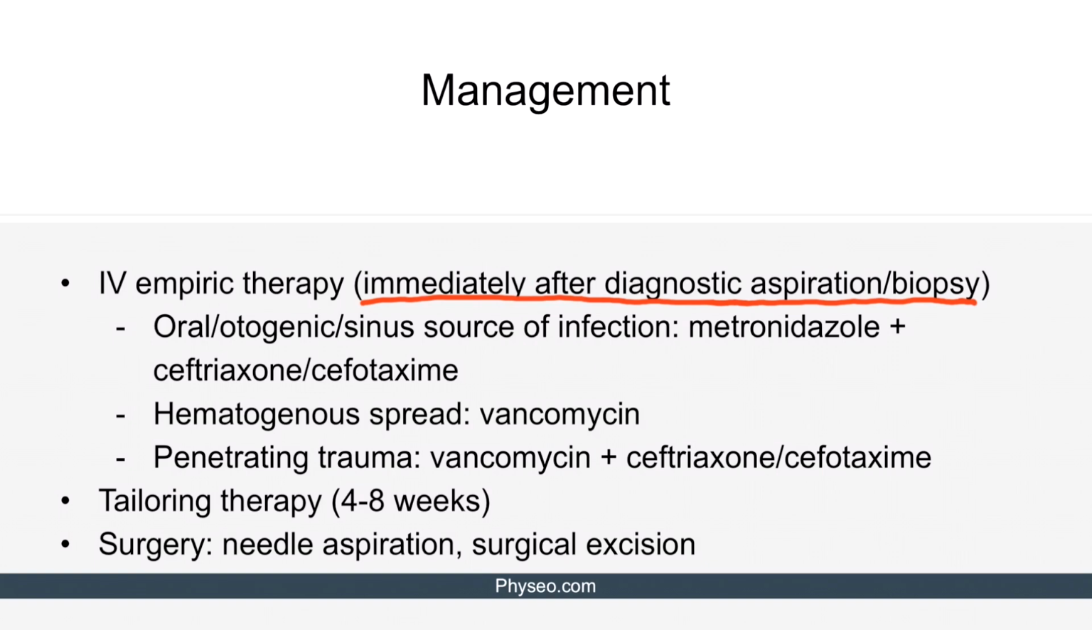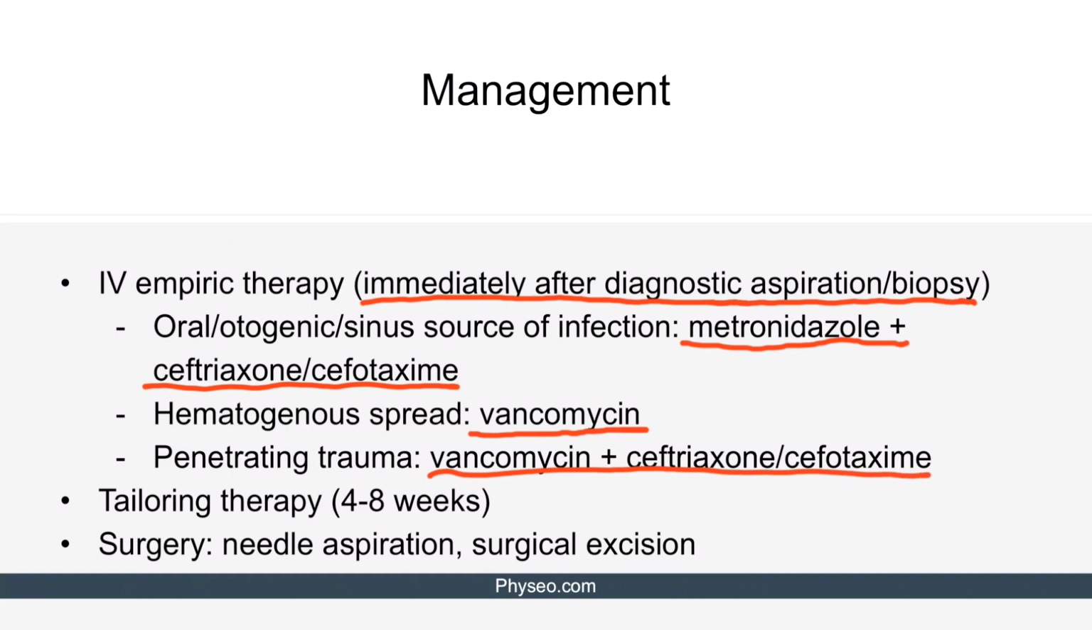For example, for infections from an oral, otogenic, or sinus source, metronidazole plus ceftriaxone or cefotaxime are administered. For infections that spread hematogenously, for example from endocarditis, you'd administer vancomycin. And for infections that follow penetrating trauma, you could give vancomycin plus ceftriaxone or cefotaxime. So that's the empiric therapy.